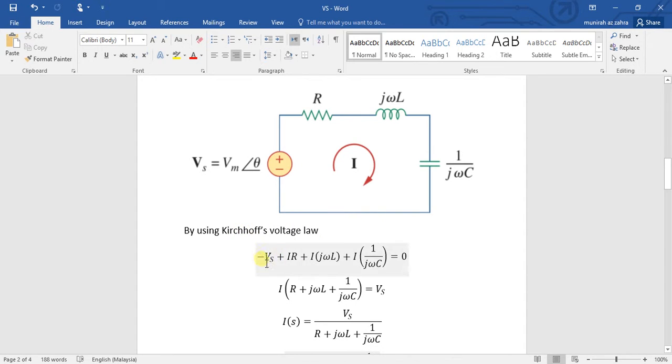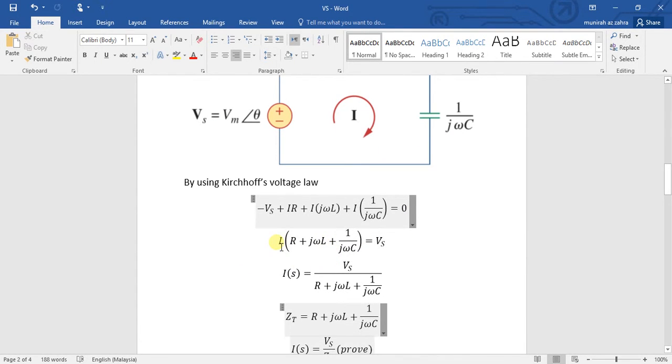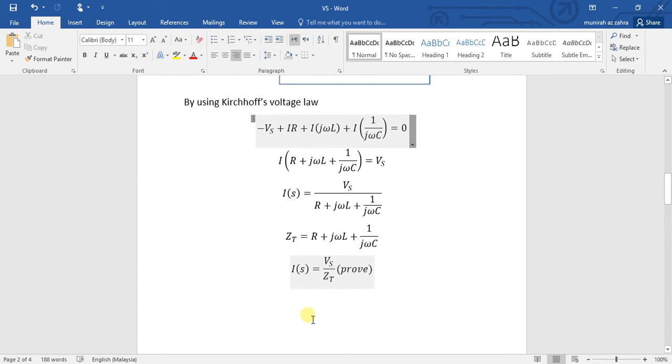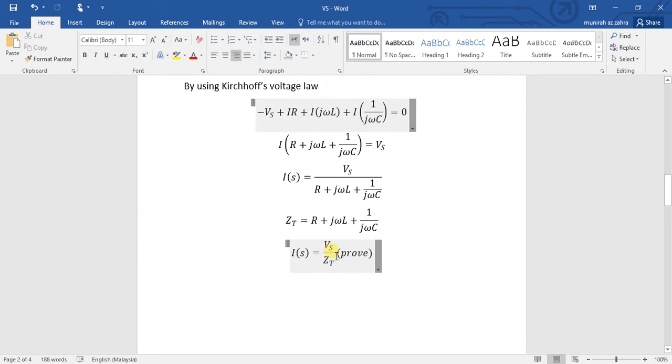From that we get negative Vs plus IR plus I j omega L plus I 1 over j omega C equals 0. Then we rearrange the equation and get I times (R plus j omega L plus 1 over j omega C) equals Vs. Then we make Is the subject, so we get Is equals Vs over (R plus j omega L plus 1 over j omega C). We substitute this particular expression with Zt, so finally we get Is equals Vs over Zt.